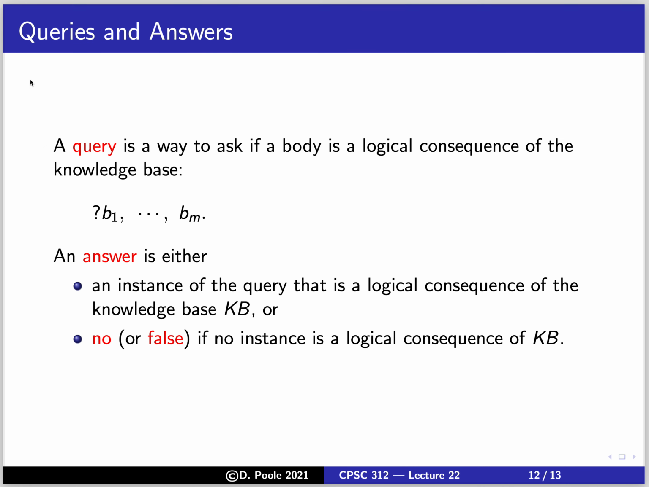So now we can ask these things. A query is a way to ask if a particular body is a logical consequence. So we're going to write it as question mark B1 to Bm. An answer is either an instance of the query that's a logical consequence of the knowledge base, or no, or in Prolog it gives false, if no instance is a logical consequence. So it's going to give you particular instances of the logical consequences.